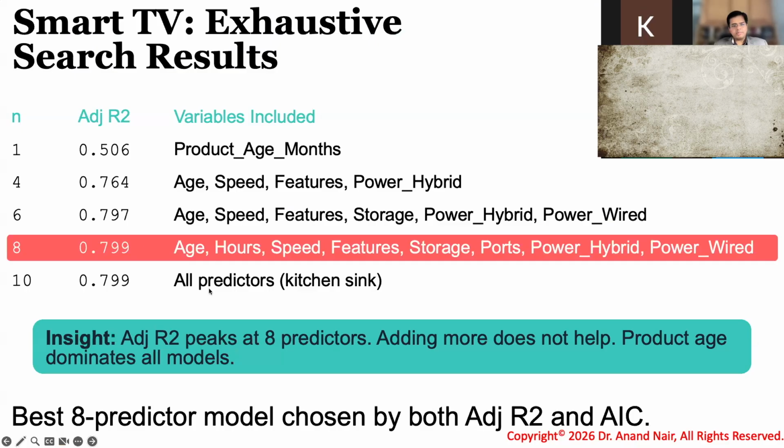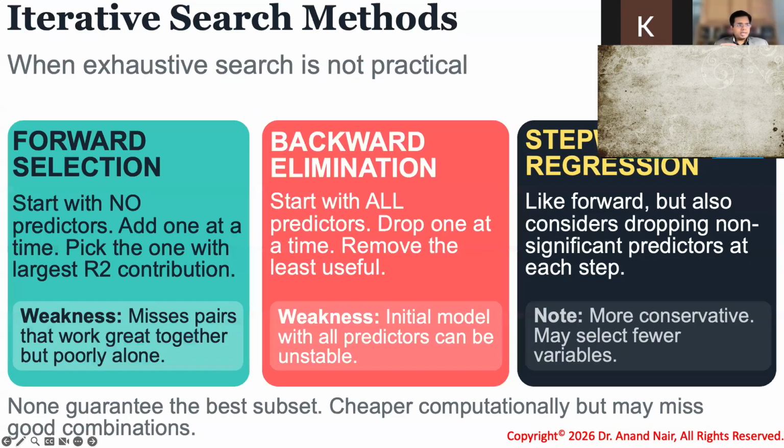You'll see that in the Python results as well and in the readings. But because it has some issues with that exhaustive search having so much computational requirement, we also have other approaches when exhaustive becomes impractical. And these are iterative search methods like forward selection, backward elimination, and stepwise regression. These are 3 different ways in which we can do iterative search.